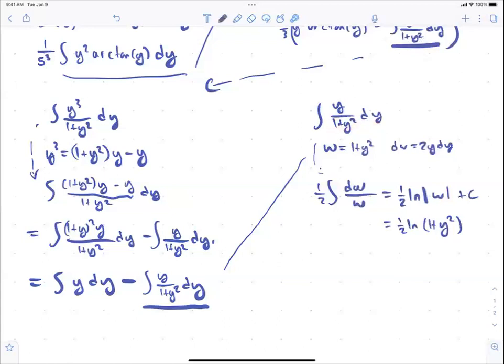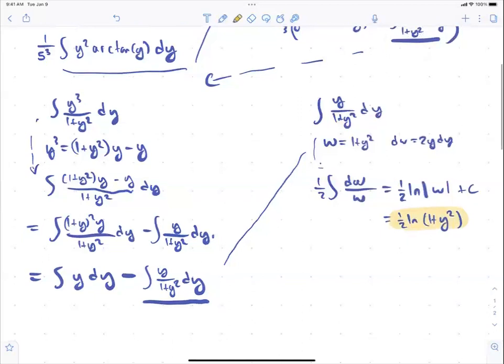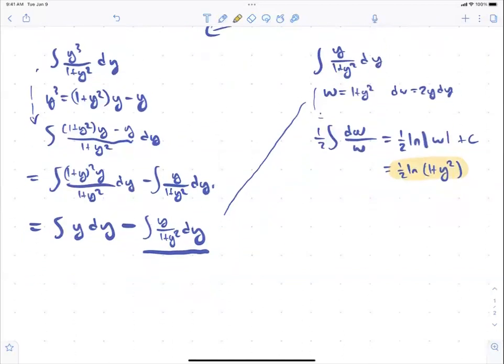Now I take this part, and so now I have to unwind everything I did. So I got 1/2 ln of 1 plus y squared for this part. So let me take that over here, put it on this one. So in the end, for the integral of y cubed over 1 plus y squared, the integral of y is 1/2 y squared. And the integral of this guy was 1/2 ln of 1 plus y squared. So let me just write 1/2 of y squared minus ln of 1 plus y squared.